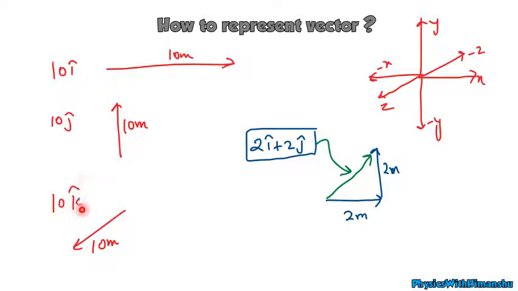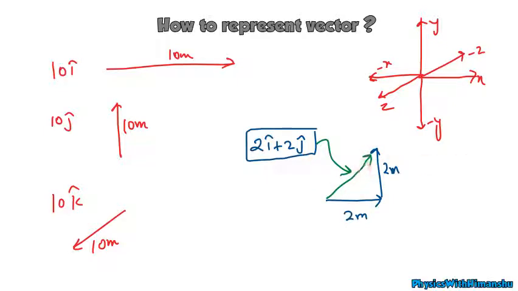So what if we have the sum of two vector quantities? Say we have 2 i cap plus 2 j cap. What is the meaning of this? This means that a particle traveled 2 meter in positive x, then 2 meter in positive y. Please remember, to find a vector, you have to join the initial position and the final position. And this will be the vector 2 i cap plus 2 j cap.